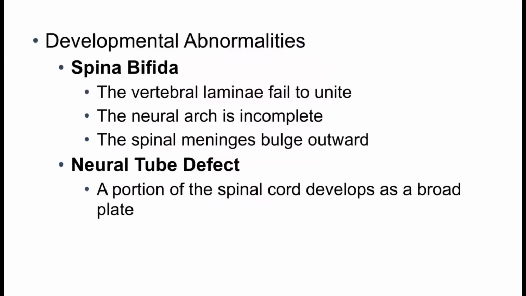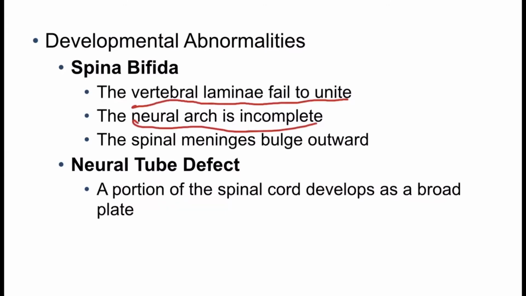Okay. Developmental abnormalities. When the nervous system develops, you can have abnormalities. Spina bifida we talked about. Spina bifida is when the neural tube doesn't completely cover all the way over the nerves in the canal they go through. There's an opening, and some of the nerves can come out. So in spina bifida, the vertebral laminae fail to unite. So it does not seal that tube. So your neural arch is incomplete.